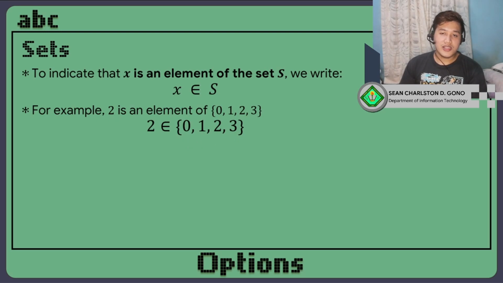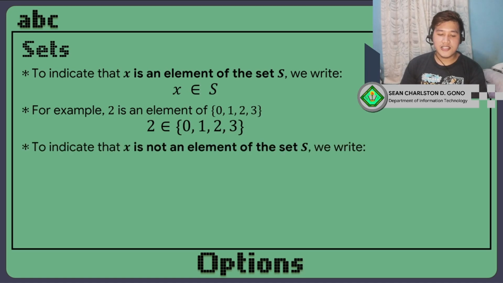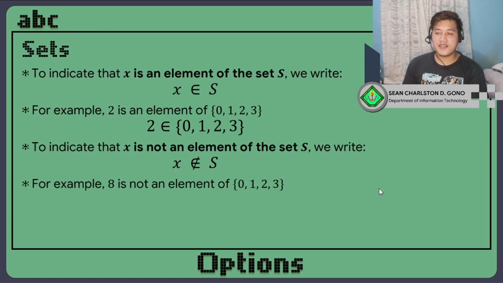How about if we want to indicate that a certain variable is not an element of a set? We also have a symbol like this. What we'll do is cancel the element of symbol to signify that it's not an element of the set. So x is not an element of the set. Let's say, for example, 8 is not an element of the set 0, 1, 2, and 3. We write it like this. So 8 is not an element of the set 0, 1, 2, and 3.